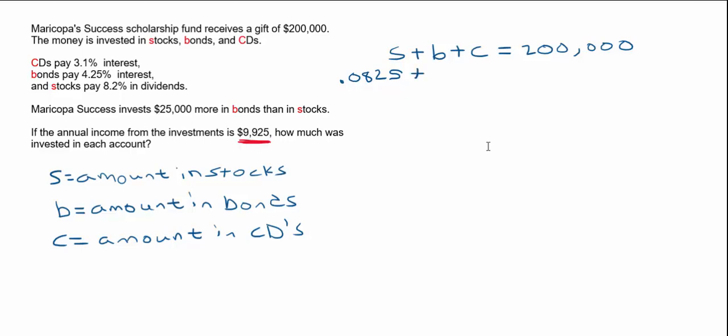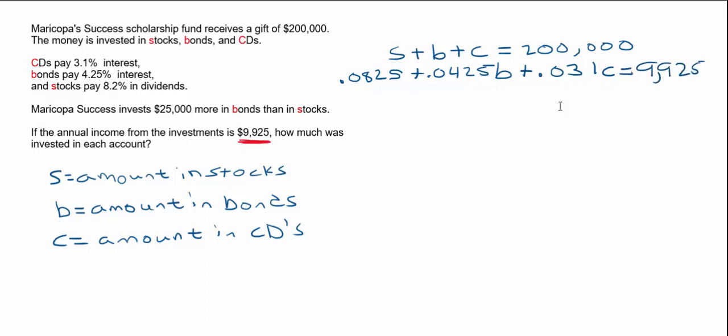Now we'll add that to the 4.25% interest that the bonds pay. Turning that into a decimal, moving the decimal point to the left twice, you should get 0.0425, and that's times the amount of money we put into bonds. And finally, we need to add the amount of money generated from the CDs, and it says the CDs pay 3.1% interest. So moving that decimal to the left twice, you should get 0.031 times the amount of money put into CDs, and summing the income from those 3 accounts, we are to get this $9,925. So I will set that equal to that number.